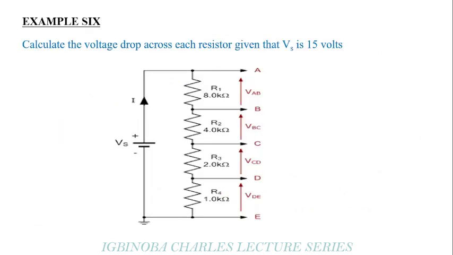So we'll take an example. Example 6. Calculate the voltage drop across each resistor given that Vs is equal to 15 volts. So when you have the source equal to 15 volts, you can easily calculate the voltage drop across R1, voltage drop across R2, voltage drop across R3, and voltage drop across R4.